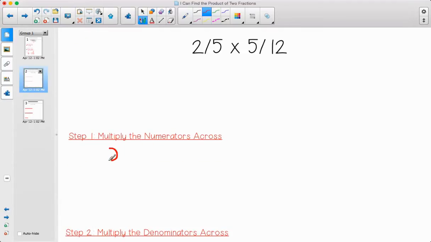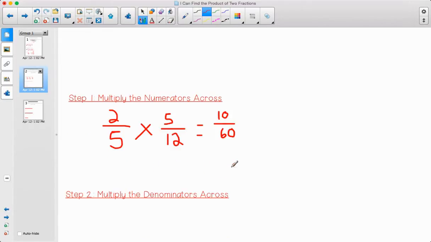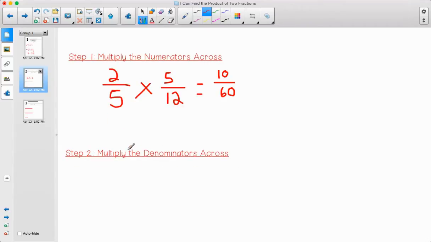Okay, so hopefully you set up the problem like so. I have 2/5 times 5/12. And I know that step 1 is to multiply across or multiply my numerators. So 2 times 5, that's an easy one. That's a double. That's 10. And 5 times 12, hopefully you were able to figure out, is 60. Oops, I jumped the gun because I'm supposed to do that in step 2, multiplying the denominators across. That's step 2. 5 times 12 is 60.